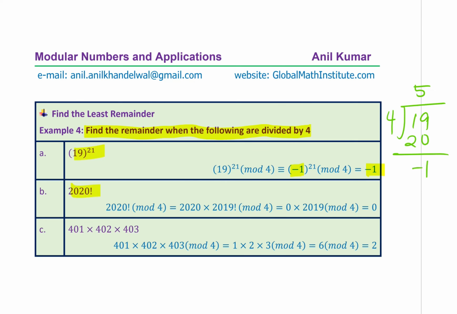Now, many tests this year will involve the year number 2020. And that's why I took it up here. Now, what is the remainder when 2020 factorial is divided by mod 4? Well, some of you may not know, 2020 factorial really means 2020 times 2019, 2018, 2017, and so on.